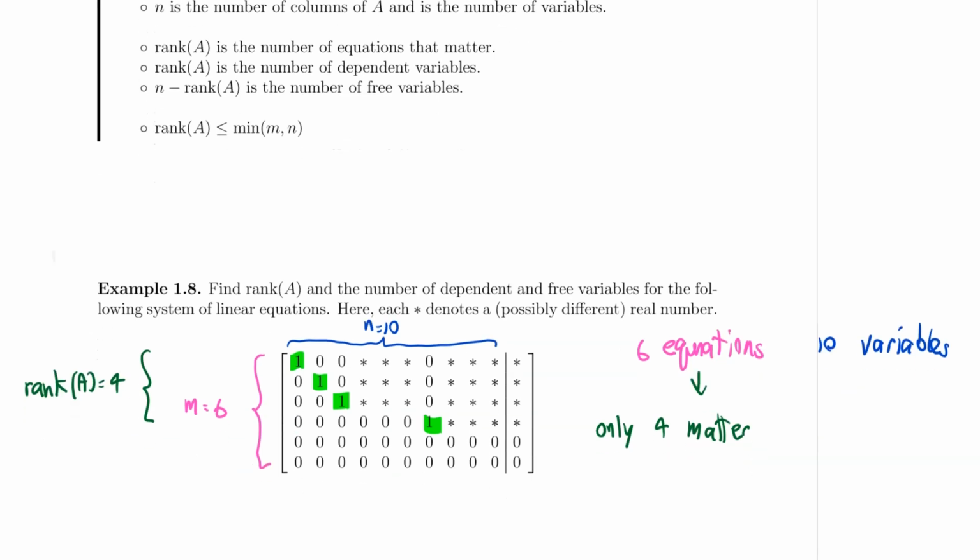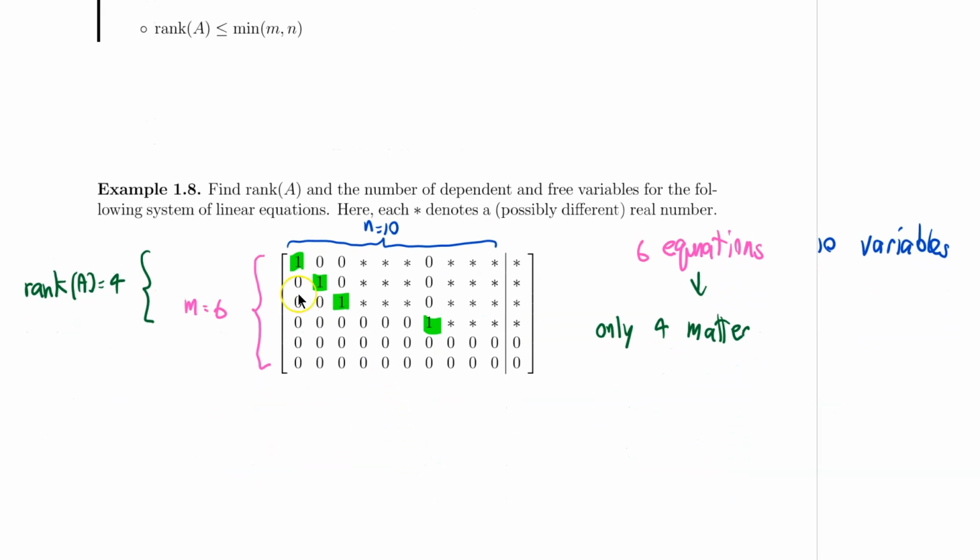Now, another way that we can view the rank is that, well, we see that the columns that have a leading one correspond to the variables that are dependent. So these guys are all dependent variables. So that means the number of dependent variables that we have is going to be 4. So this is x1, x2, x3, and then x7. So among the 10 variables that we have to begin with, I'm going to have 4 that are dependent. So this is the same number as the number of equations that matter.